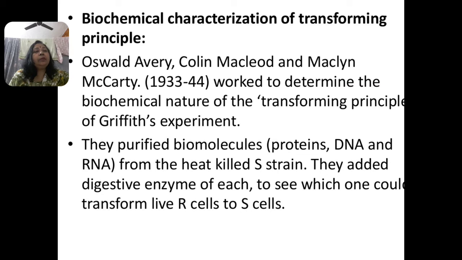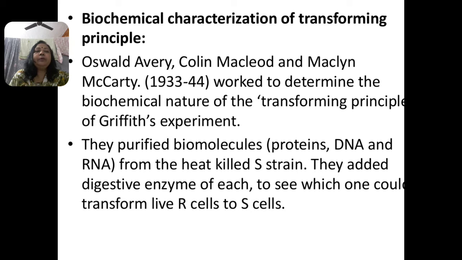What is the biochemical characterization of the transforming principle? After the experiment of Frederick Griffith, there were three scientists named Oswald Avery, Colin MacLeod and Maclyn McCarty. All three worked together during 1933 to 1944. They worked to determine the biochemical nature of the transforming principle of the Griffith experiment.